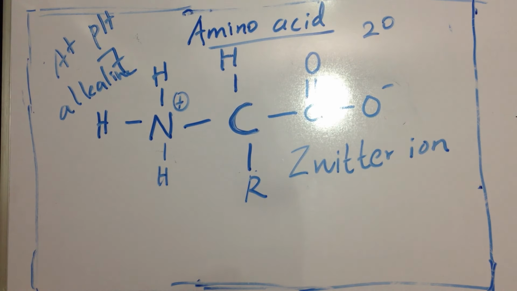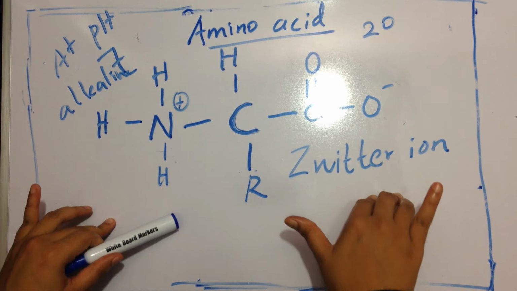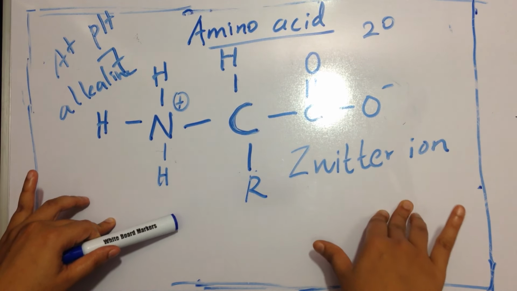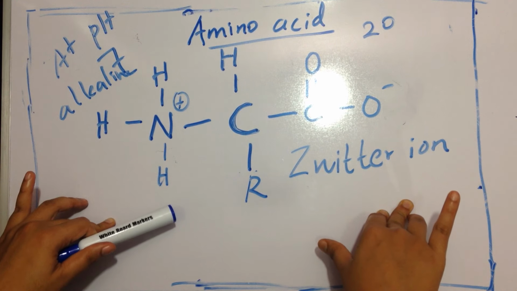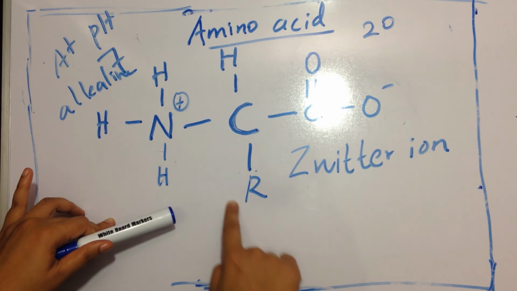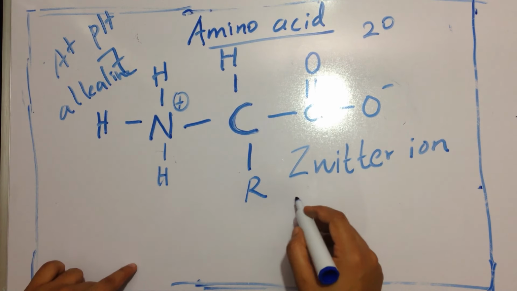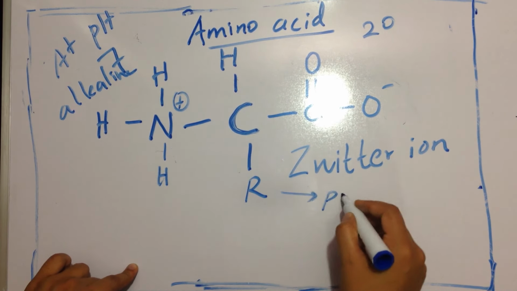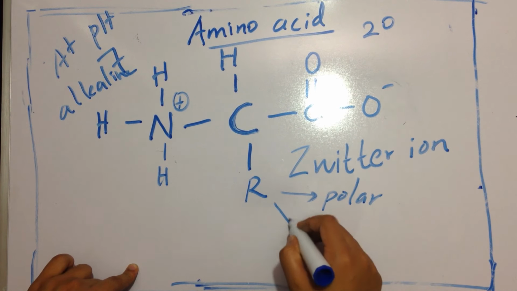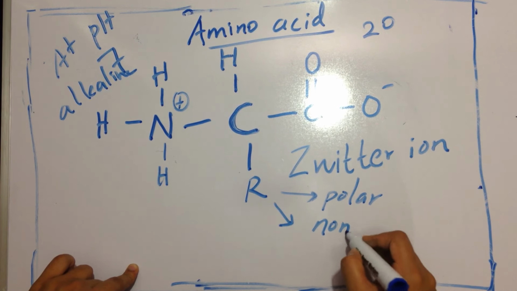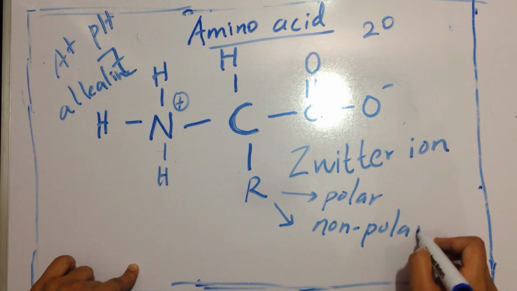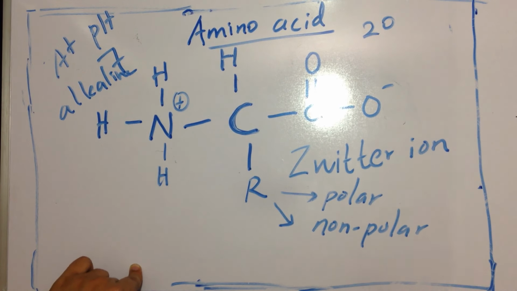So this is what you should know about the structure of amino acid. Also you should remember, in some of the amino acids, this R group contains polar groups, and some of the R groups contain non-polar groups. This will help to understand the structure of some proteins later on.